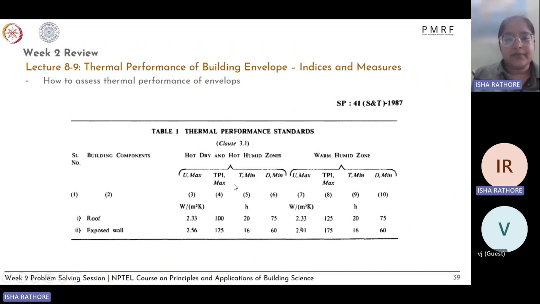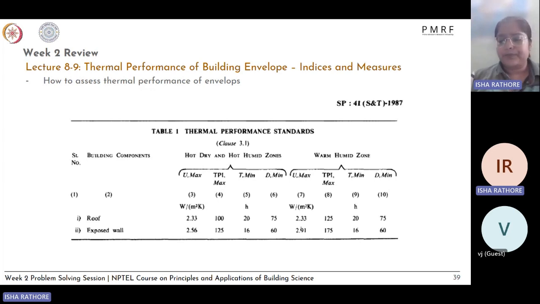Then this is our TTC, which is expressed in hours. So we have a minimum TTC for roof as 20 hours and for wall as 16 hours. And then D, thermal damping. So minimum damping is 75% in roof and 60% in walls. That is, your wall should do at least 60% thermal damping of your outside temperature wave. Okay, similarly, you have the benchmark values for warm humid zones. So the building designers and contractors try to follow these standards in getting approvals for their building projects.